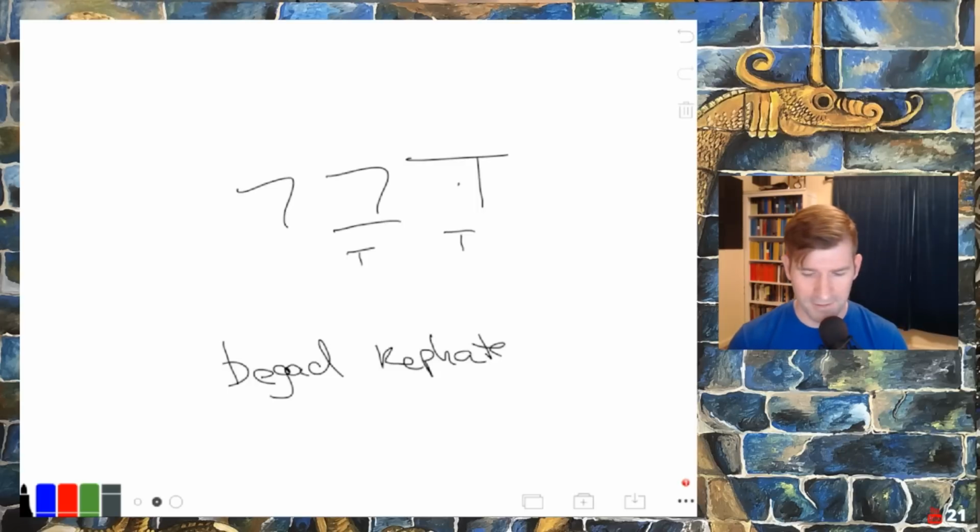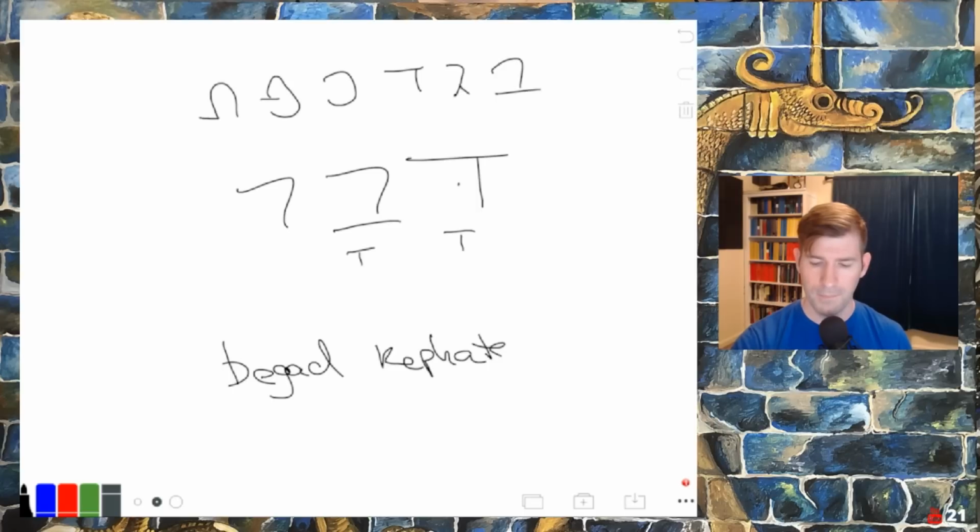Begad Kafat letters. So Beit, Gimel, Dalet, Kaf, Pe, Tav. Begad Kafat. So you can see where I get it: B G D K F T. I don't know why I put an E at the end of that.